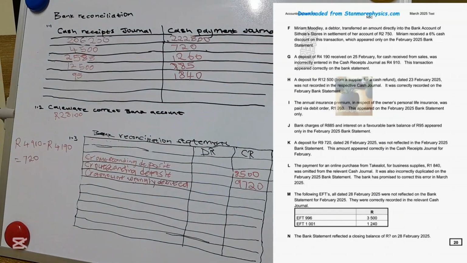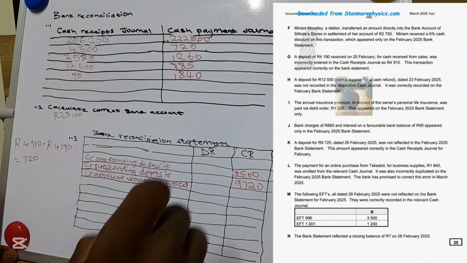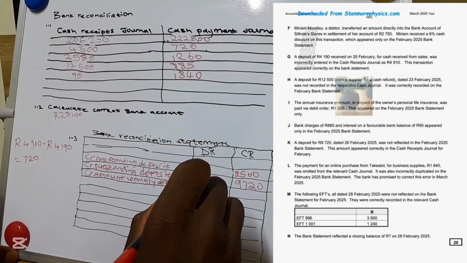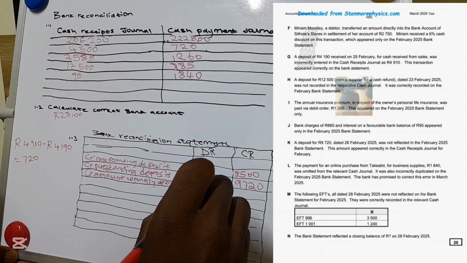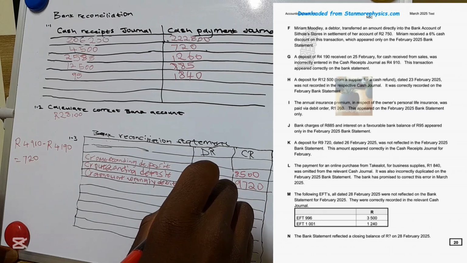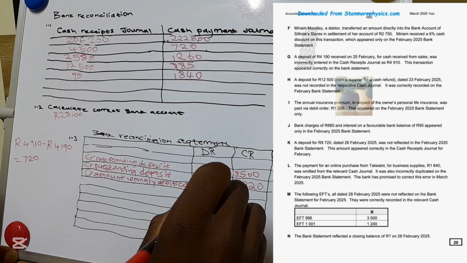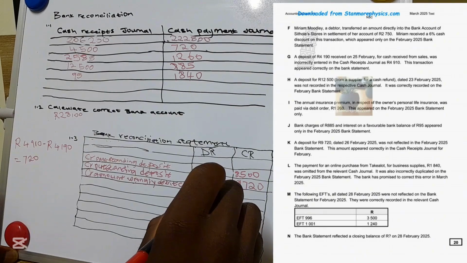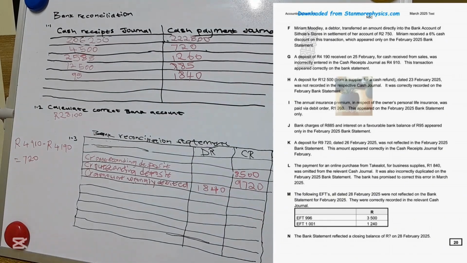It was wrongly debited because it was recorded twice. So now we are going to record this 1,840 on the debit side. In other words, we are cancelling that other 1,840 which was recorded twice by mistake. So we are done with this one, 1,840.